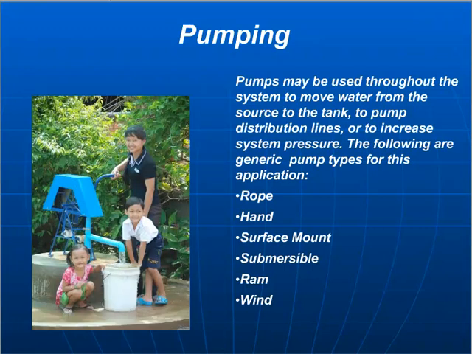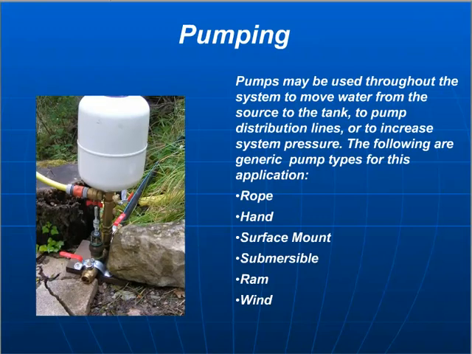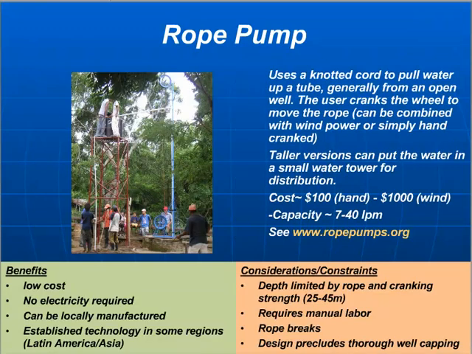And so here's just a list: rope, hand, surface mount, submersible, ram, and wind. These are all different pumps that might be appropriate in your particular situation. And here's just some pictures. Here's, I think, maybe some sort of wheel pump. What was the last one? This is the merry-go-round pump right here. This is some sort of motorized pump. This looks like a ram pump.